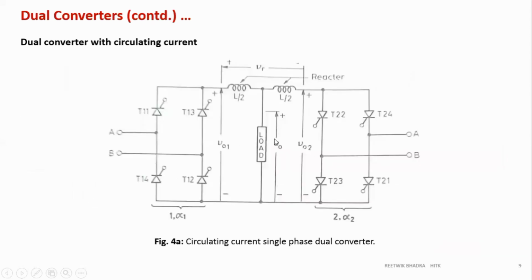Now, last topic for today we have with circulating current. So with circulating current, what will happen? I will have to operate both the converters at the same time. Now, in order to limit the circulating current, what I will do, use two reactors. Means take a large value of reactor, divide that into two, and place one part with one converter and the other part with the other converter.